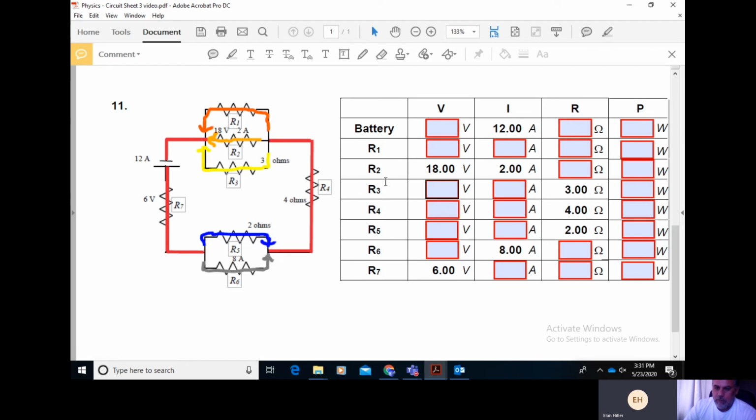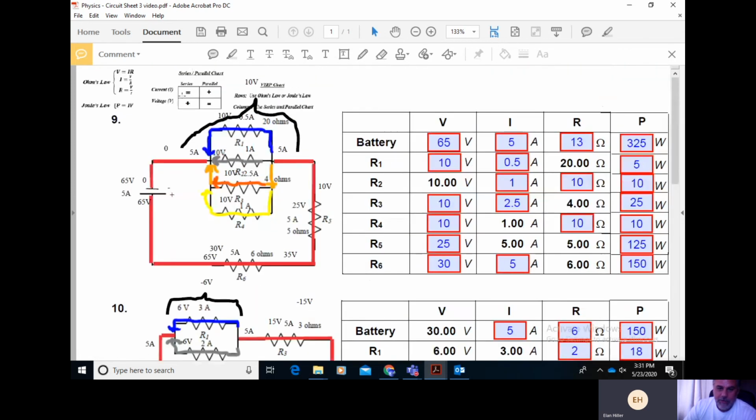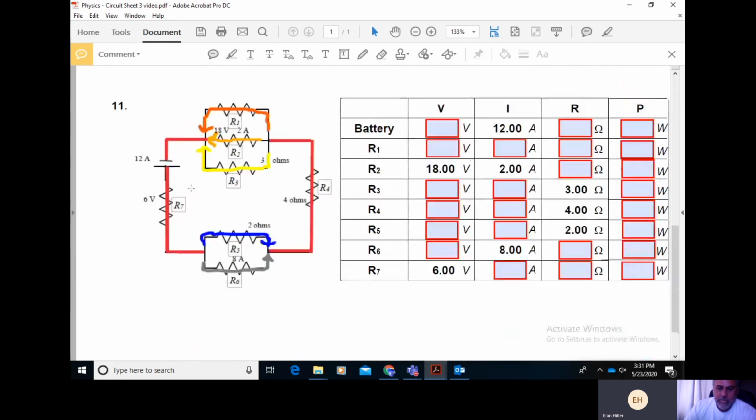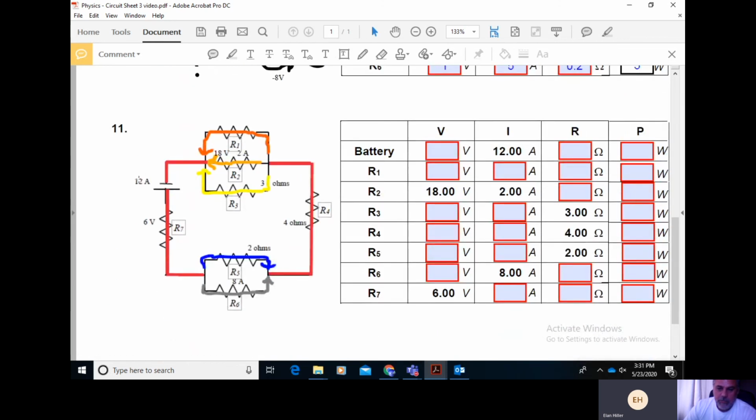Now, let's see what we know. Well, we know that R7 is in series with the battery. And we know that in series, current is the same. So let's take a look at everything that has total current. Total current is 12 amps. R7 is in series with the battery and is receiving the black current, so that's total current. So I can label 12 amps across this right here. And I know that total current is going across R4, so I can label 12 amps across this too.